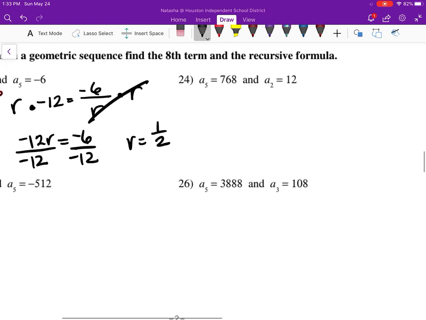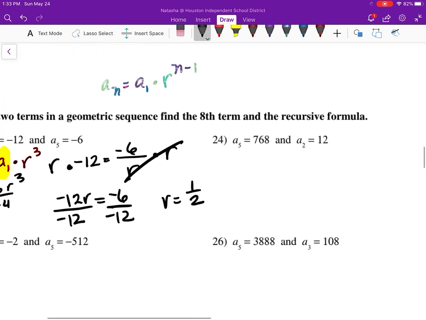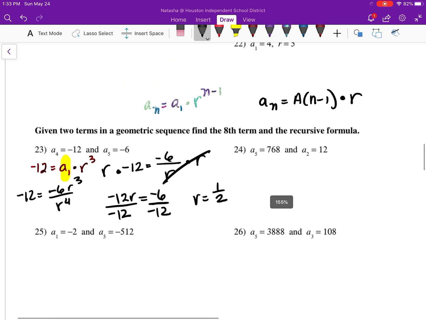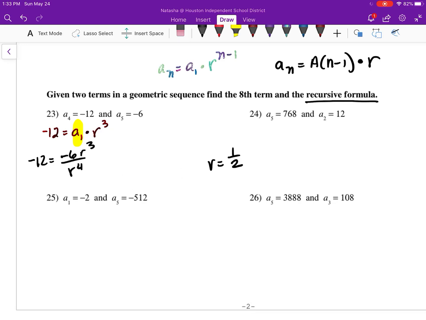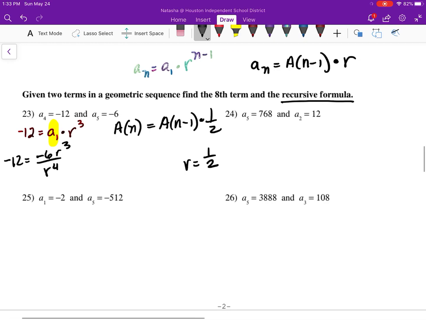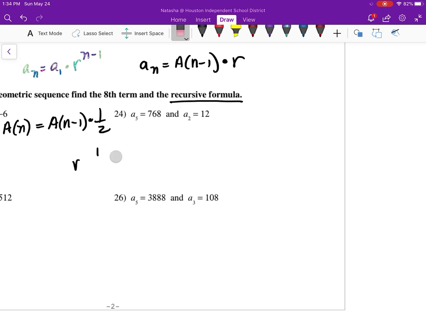Okay, we don't know the first term, and we could go back and find the first term if we needed to, but since we're looking at the recursive formula, which, to remind you, is going to be the prior term, n minus 1, times the ratio, we don't really need to know our first term in order to write the recursive formula. All we need to know is our r. So now that we found our r, I'm going to go ahead and write our formula. So our formula is going to be a sub n is equal to a sub n minus 1 times 1/2.